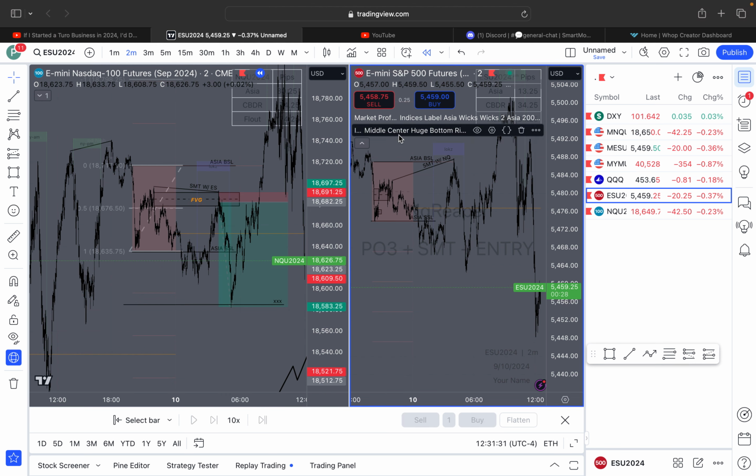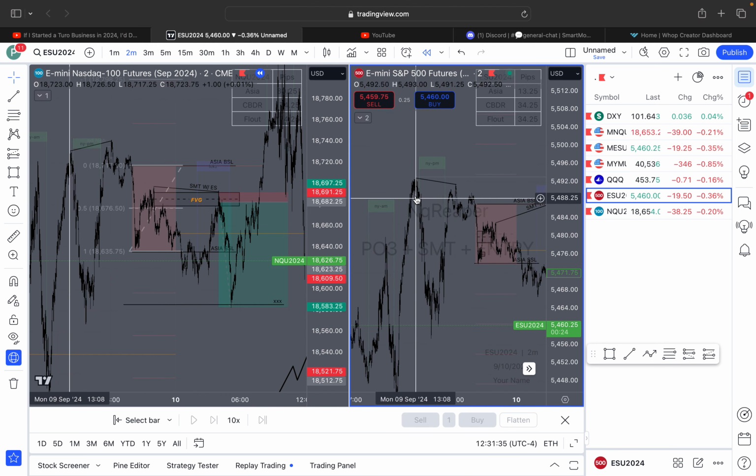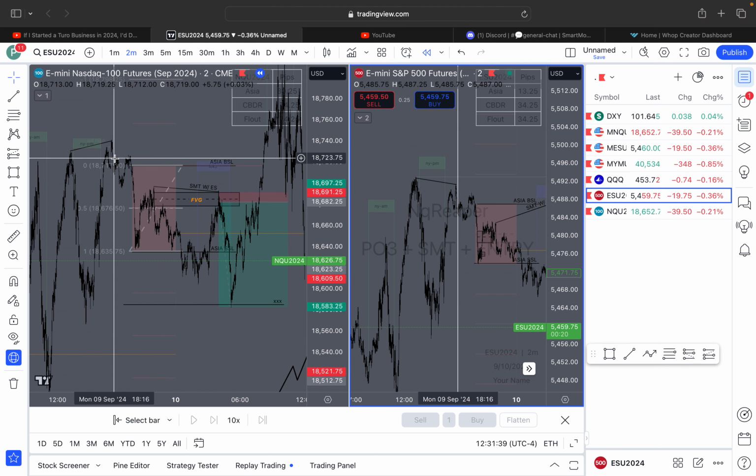And then again, I knew we was gonna drop again, because if you look right here, we got SMT. NQ swept previous day highs, ES didn't. On NQ we made a new high, on ES we made a new low. So that was a high quality SMT for our shorts that confirmed me being bearish for this London session, even though it looked ugly.